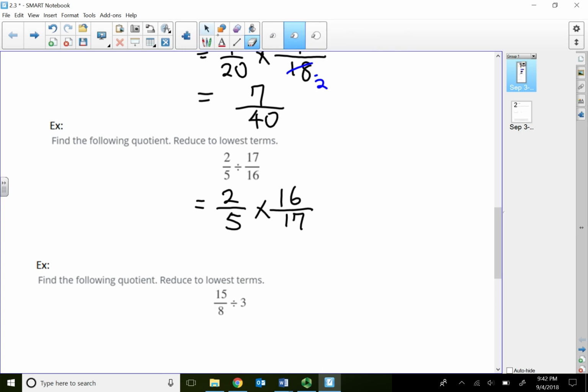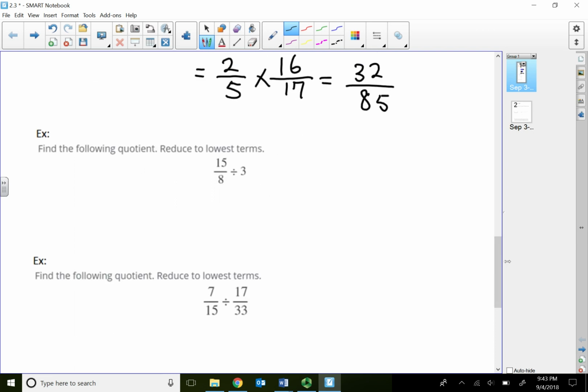Alright, now let's check it. 2 on top, 16 on top, 5 in the bottom, 17 in the bottom. The 2 and 16 on top cannot reduce with anybody down here. There's no common factor other than 1. So let's multiply them side by side. 2 times 16 is 32, over 5 times 17. 5 times 7 is 35, carry 3 on our finger. 5 times 1 plus 3 is 8. So my answer, 32 over 85.